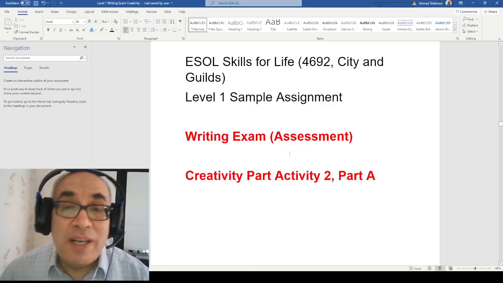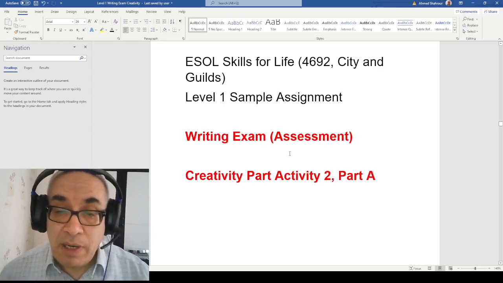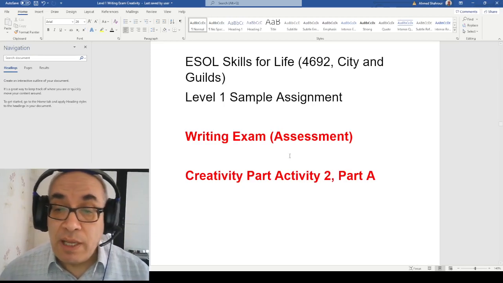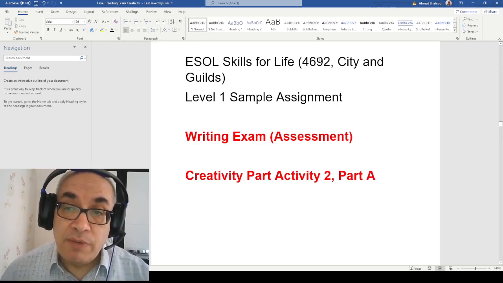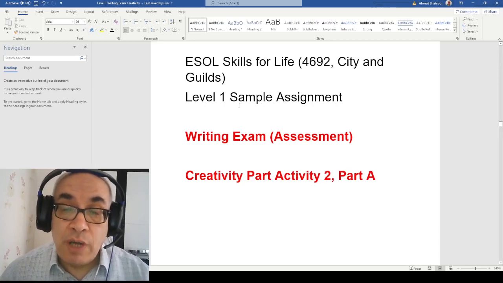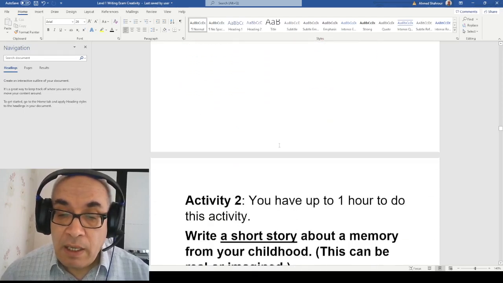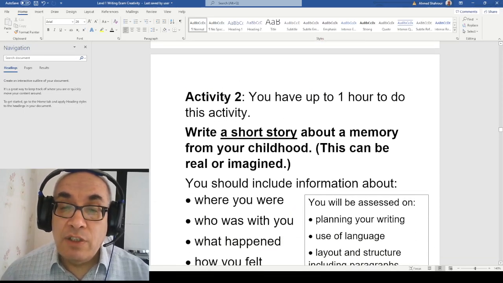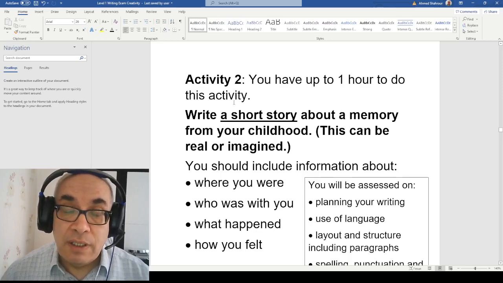Hello everyone, our lesson today is on the creative writing exam, the Level 1 writing exam of course, and this is Activity 2, Part 2. I've taken this exam paper from City and Guilds and I'm going to show you how to do the answers for the questions in this exam paper. If you look at Activity 2, you have up to 1 hour to do this activity.